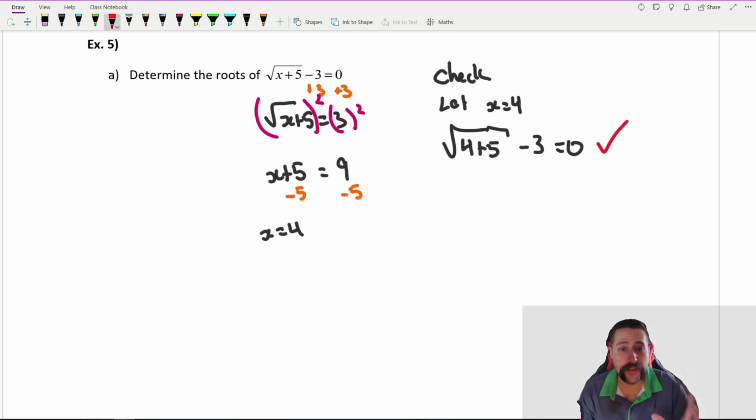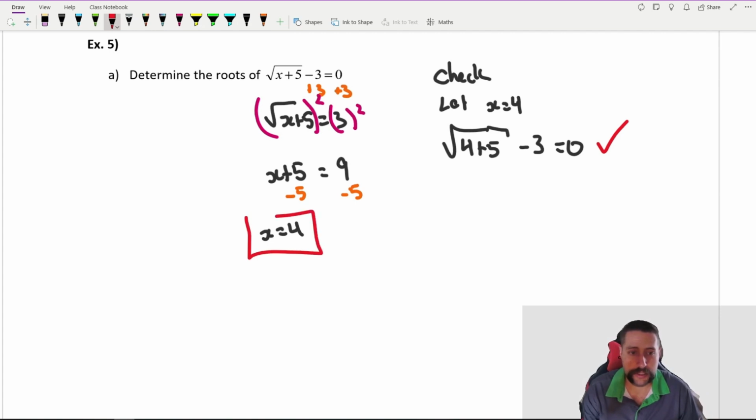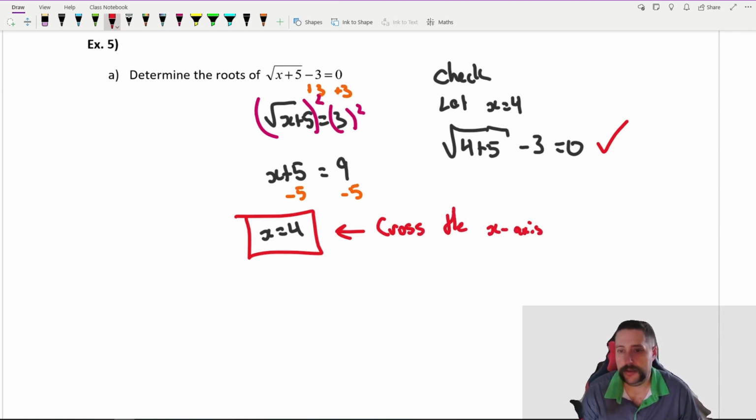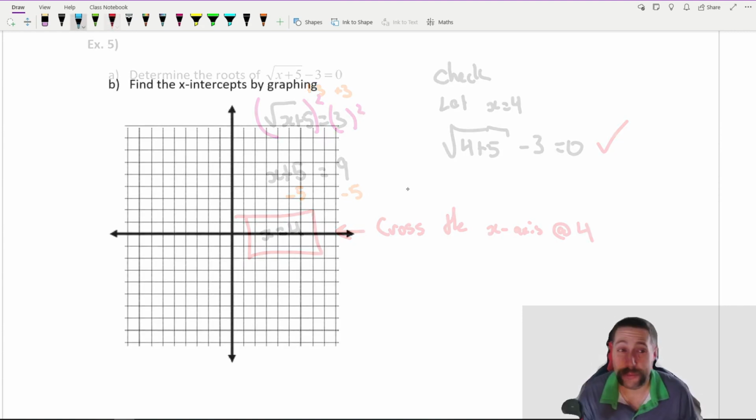Okay, so this means that we cross the x-axis at 4. Next example, okay. Part B.